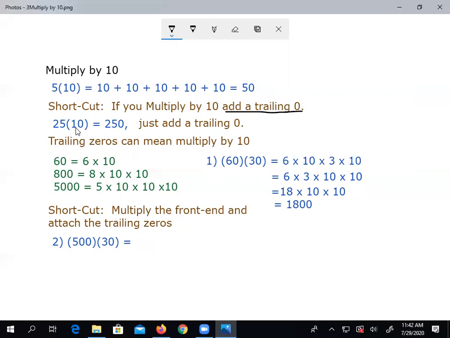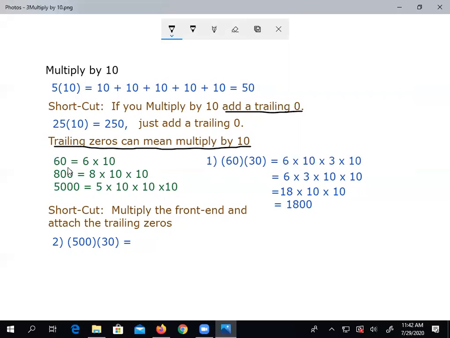Our number system is a base 10 system. And multiplying by 10, all it does is increase place value. So trailing zeros, also want to bring this to your attention. Trailing zeros can mean multiply by 10.